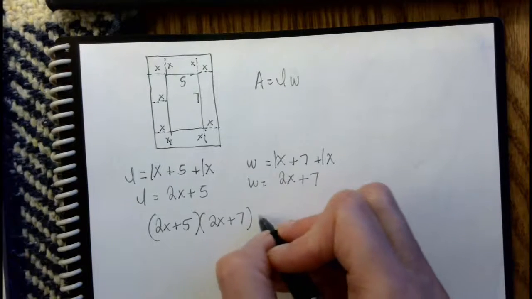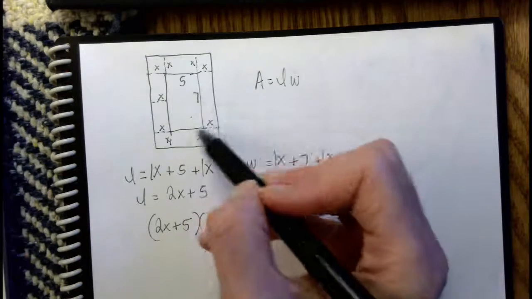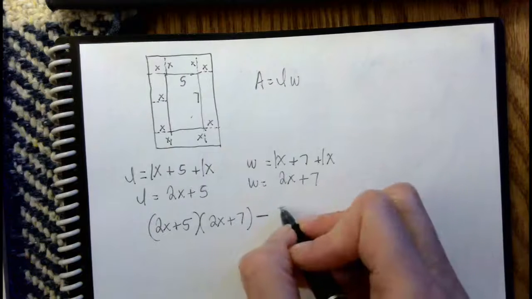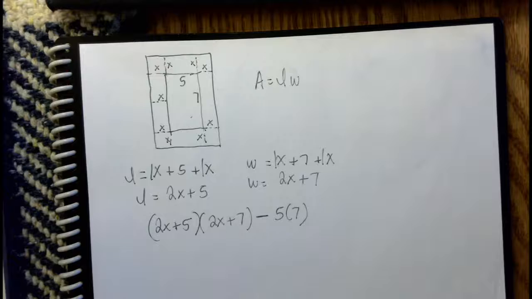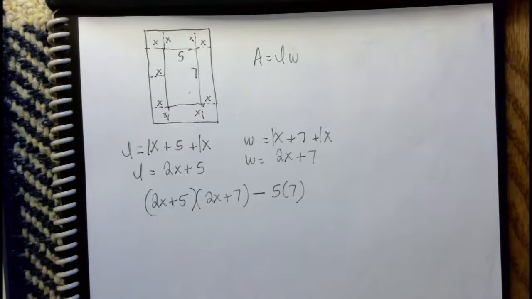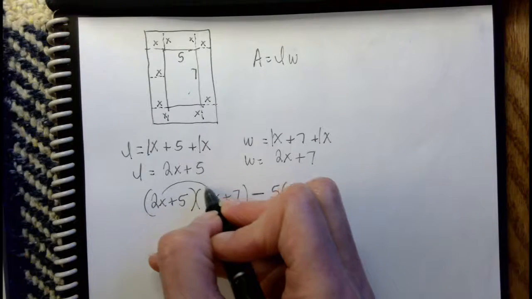We need to subtract out the area of the picture here, which is 5 times 7. And some of you might have written 35. I'll write it in the next step. But again, we're trying to come up with the equation. So now what we're going to do is we're going to multiply.